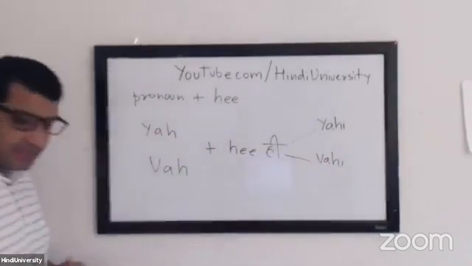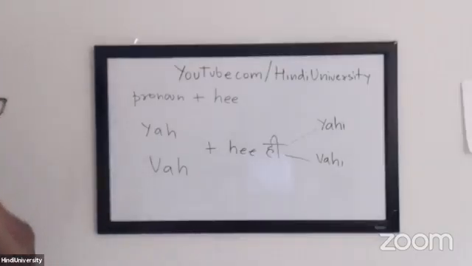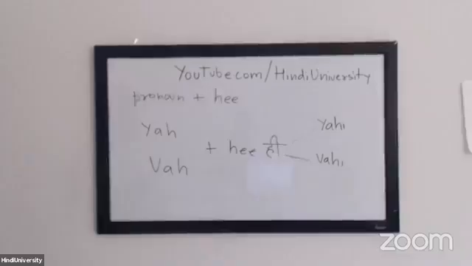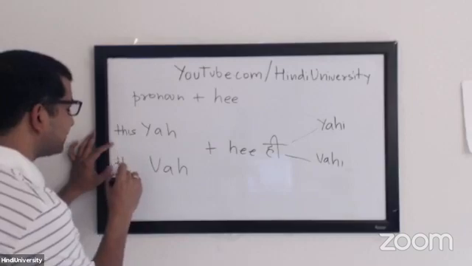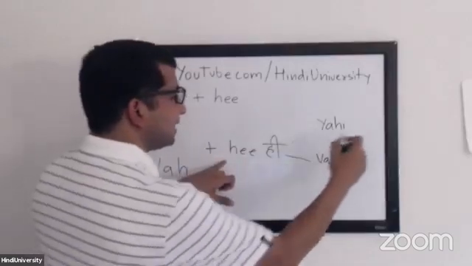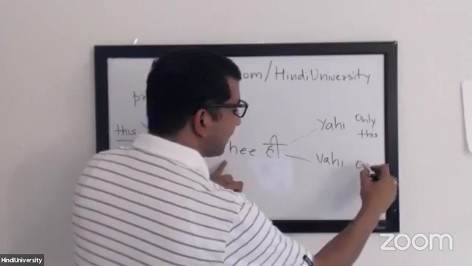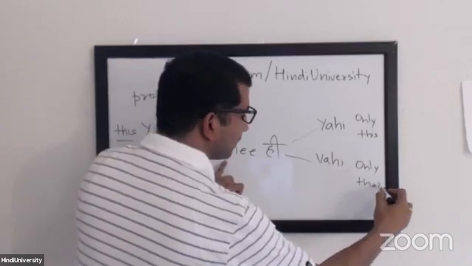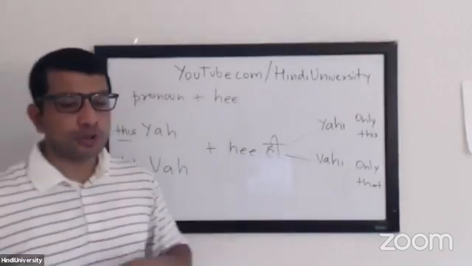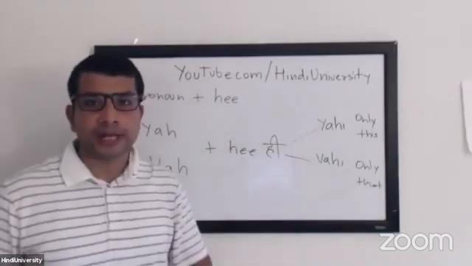What do you think yahi and wahi mean? Only this, and only that. Very good. So yah is this and vah is that. When we say yah plus he, you are saying only this, and this other one is only that. Now, it's a loose translation. When you look at an English sentence, it may not translate one-on-one as only this and only that, so just bear that in mind.